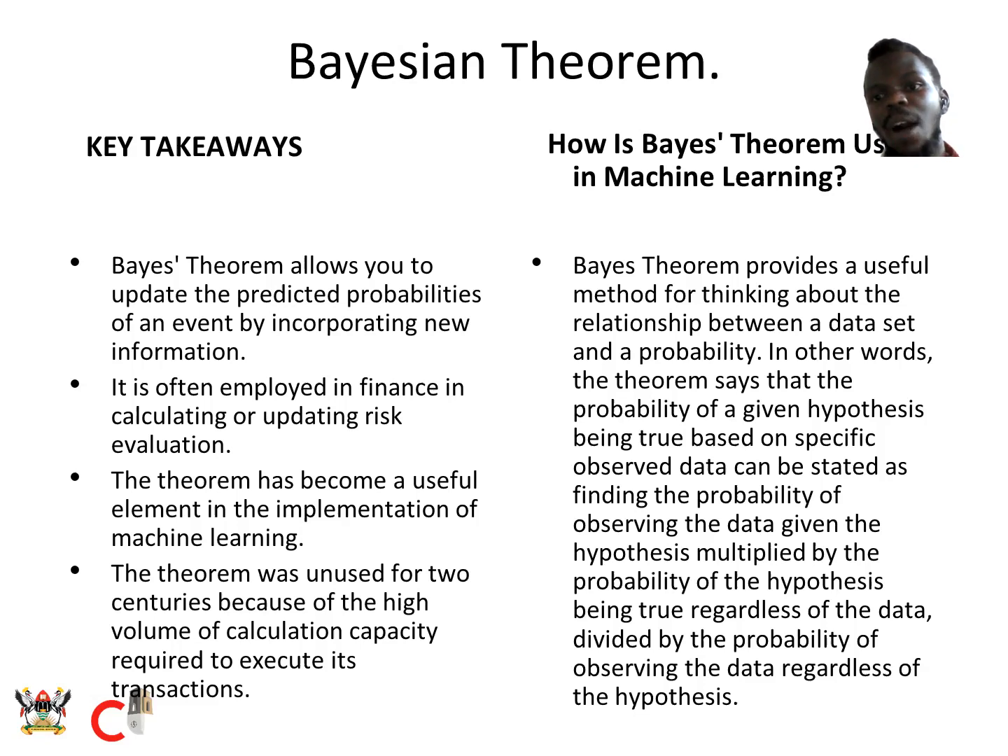So here we have how the Bayes theorem is used in machine learning, which is why we need it within AI. It provides a useful method for thinking about the relationship between data sets and probability. In other words, the theorem says that the probability of a given hypothesis being true, based on specific observable data, can be stated as finding the probability of observing the data given the hypothesis, multiplied by the probability of the hypothesis. Basically, it helps us predict an event based on the possibilities that are available to us.